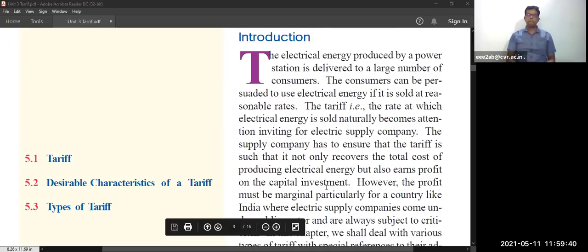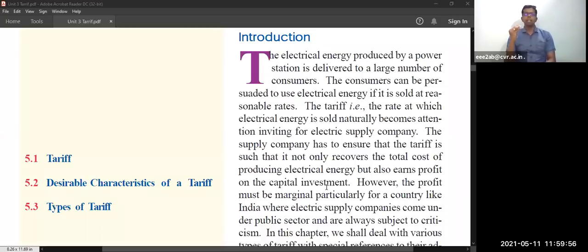The generation companies not only recover whatever amount they spend per unit, they also add some profit. With a certain profit only, they may be able to survive and continue the process. Without profit, they cannot run the company. If you run a company without profit, it is not good. But the government can run without profit.